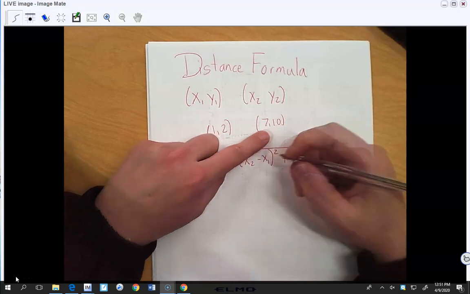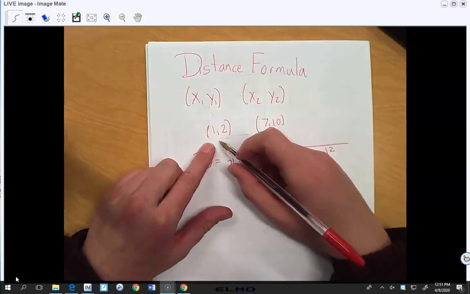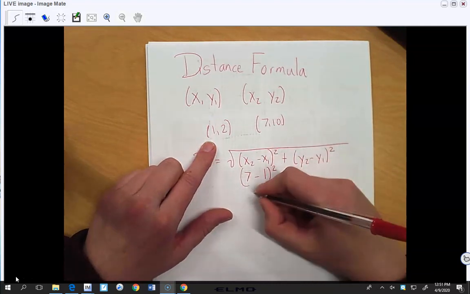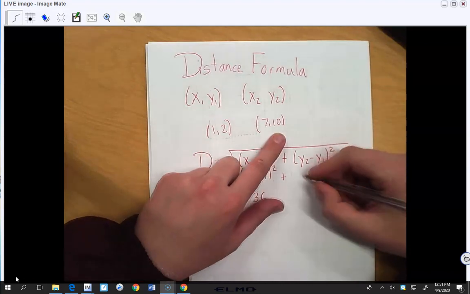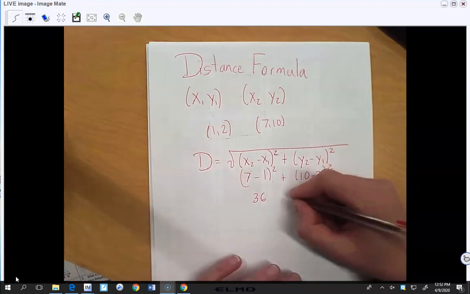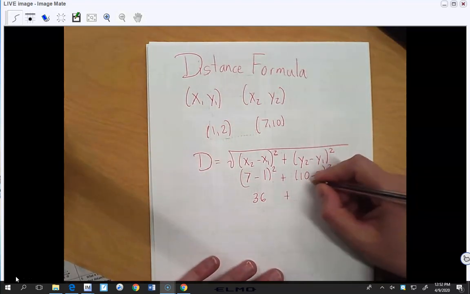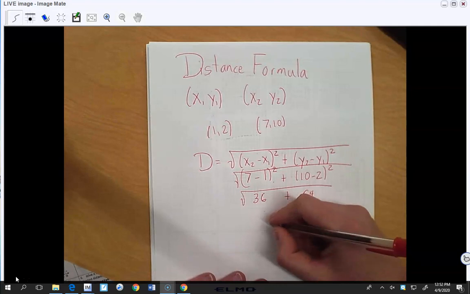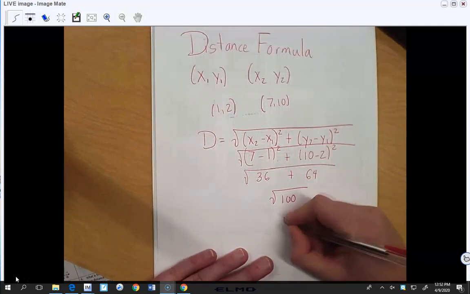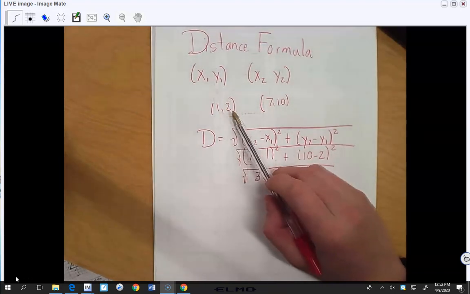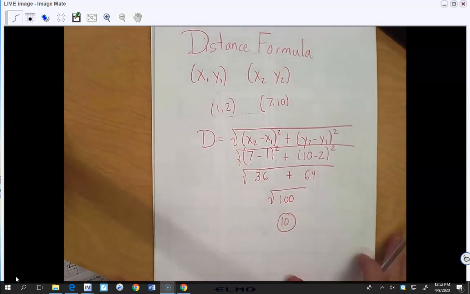So I'm going to say x2 is 7 minus x1 is 1. 7 minus 1 is 6, and 6 squared is 36. Then I do my y's. Y is 10 minus 2. 10 minus 2 is 8, and 8 times 8 is 64. The square root of 36 plus 64, 36 plus 64 is 100, and the square root of 100 is 10. That is the distance between the point 1, 2 and the 7, 10, or the length of that line, using the distance formula. Let's do another one.